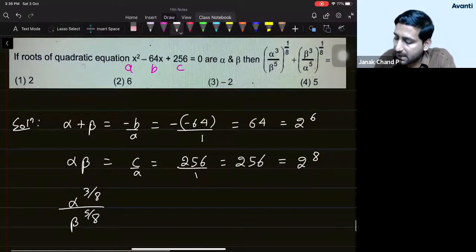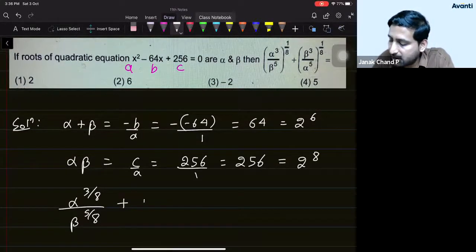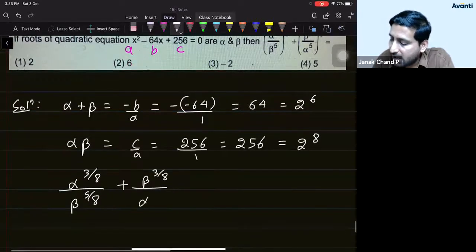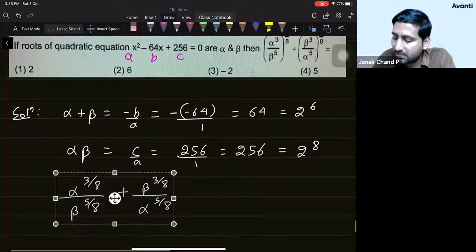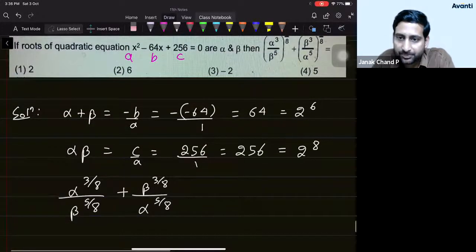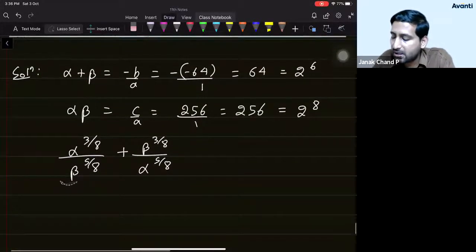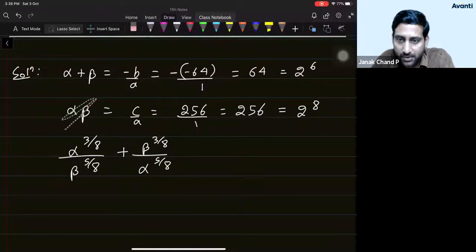So with similar analysis, even for the second term, you will get beta to the power of 3 by 8 divided by alpha to the power of 5 by 8. Okay. So now, students, obviously this doesn't look like something in terms of sum and product. You might be remembering, whenever you get a question like this, we should try to write it in terms of only sum and product, and it is possible. Fine. It doesn't look like we have any clue here, but yes.